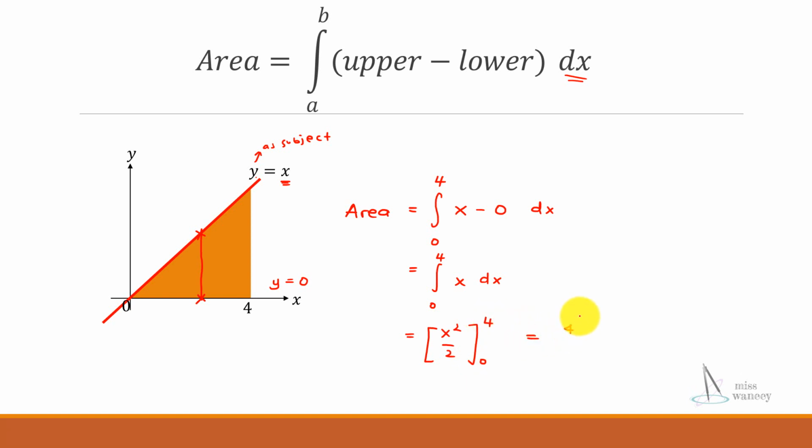Evaluate starting from 0 until 4. So this is simply 4 squared over 2 minus 0. 4 squared is 16, 16 over 2. So this is 8 unit square.